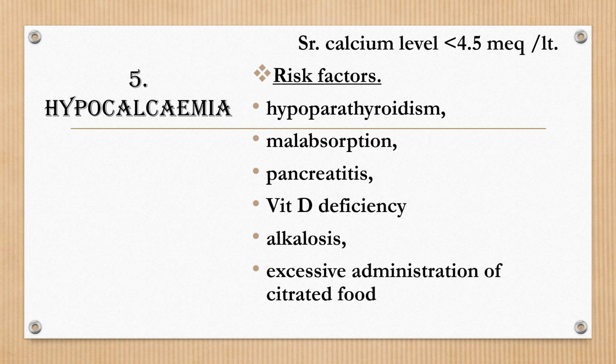The next is the imbalance in calcium. In that, first we see what is hypocalcemia. The term itself says decreased calcium level in the blood. Significantly, if we see the serum calcium level less than 4.5 milliequivalent per liter, then we say it's hypocalcemia. The risk factors of hypocalcemia are hypoparathyroidism, malabsorption syndrome, pancreatitis, vitamin D deficiency, alkalosis, and excessive administration of citrated blood.